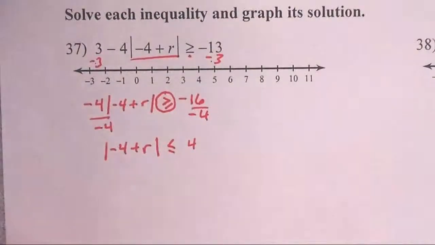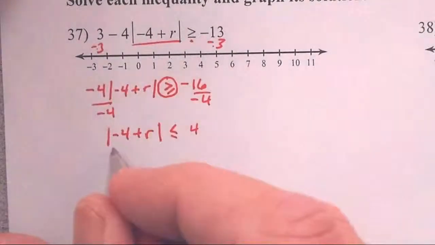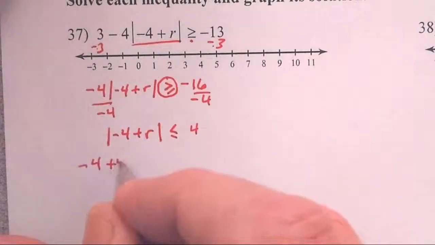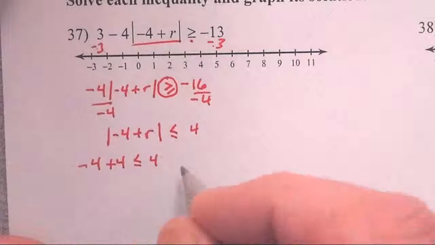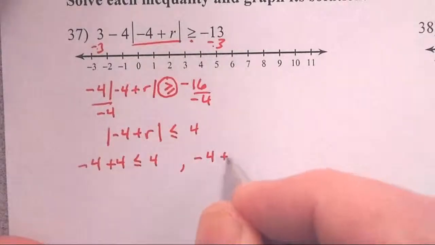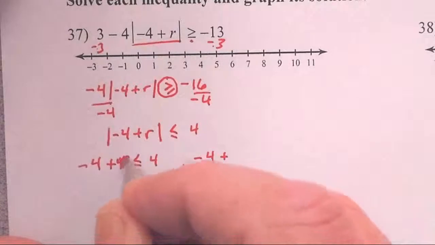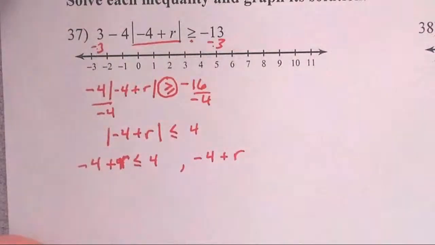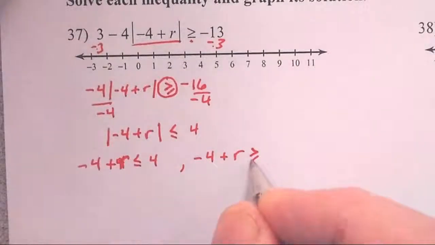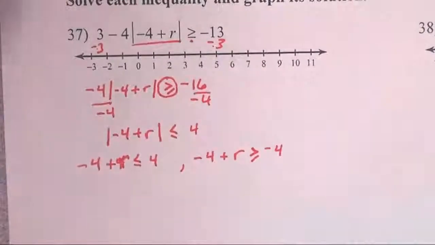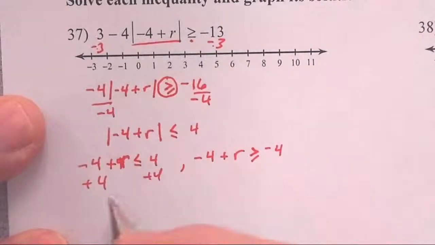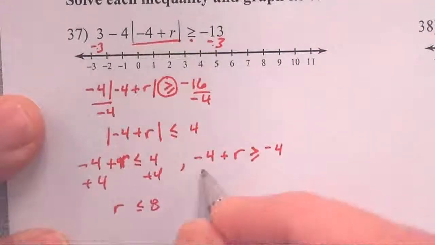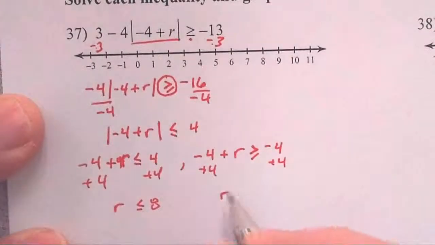Now, here's our split and switch step. I've isolated the absolute value. Negative 4 plus r might just be less than 4. But negative 4 plus r might be, here's the switch. It's a double switch on inequalities. I switch less than or equal to into greater than or equal to, and I switch 4 to negative 4. Add 4. r might be less than or equal to 8. Add 4. r might be greater than or equal to 0.